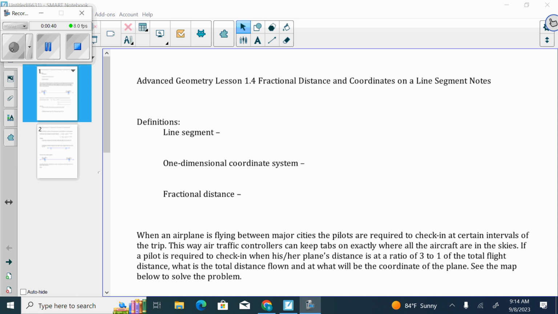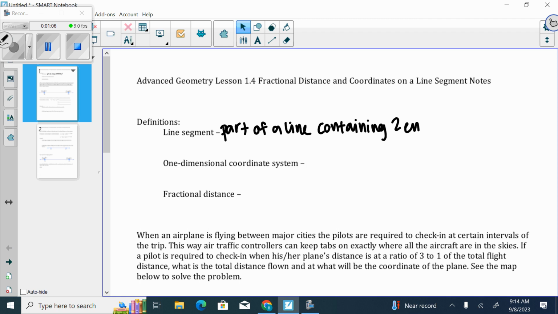First being a line segment. Any guesses what a line segment is? Like a line with 2 dots at the end. Very good. Yeah, it's part of a line, so it's got those 2 endpoints. So this would be part of a line containing 2 endpoints, as well as any points that fall in between those 2 endpoints.